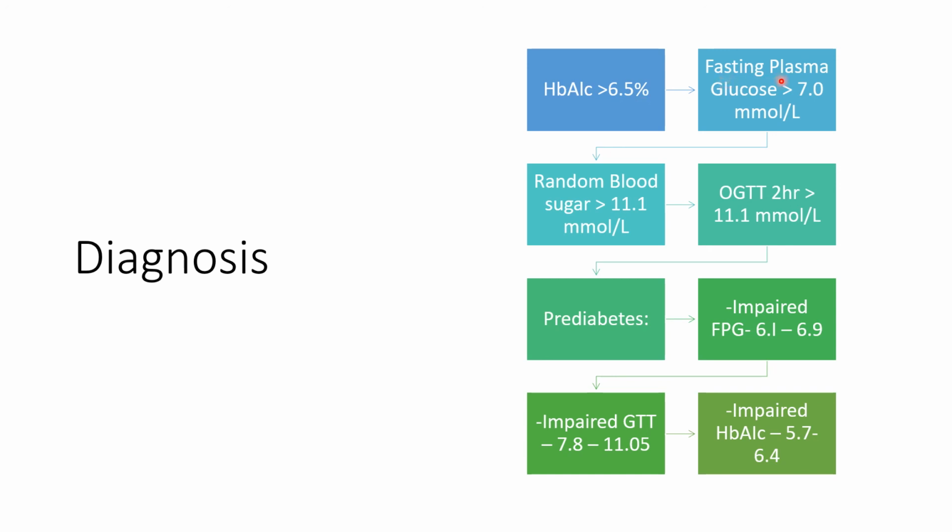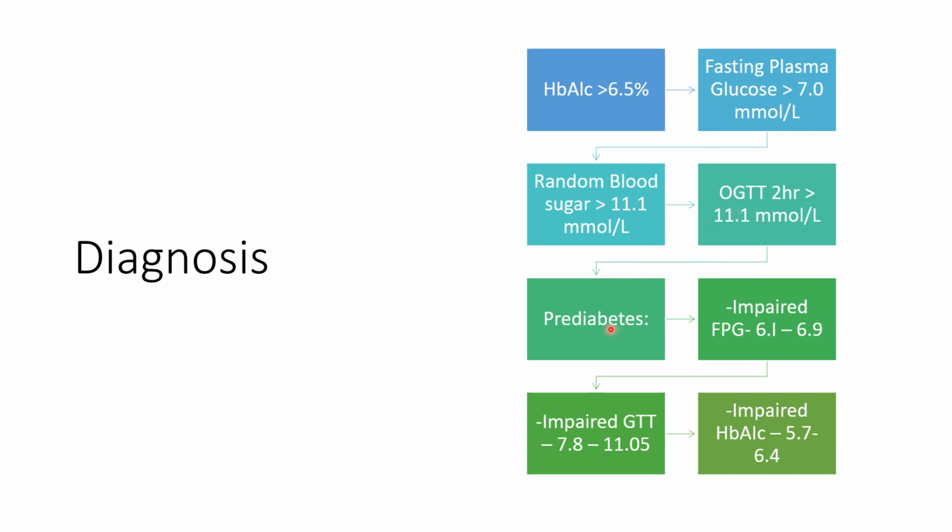And fasting plasma glucose must be 7.0 millimoles per liter or greater. Random blood sugar at 11.1 millimoles per liter or greater. OGTT at the second hour with 11.1 millimoles per liter or greater. All these put together, or at least these and these, or these and these and these, will make us comfortable to say this is diabetes mellitus.